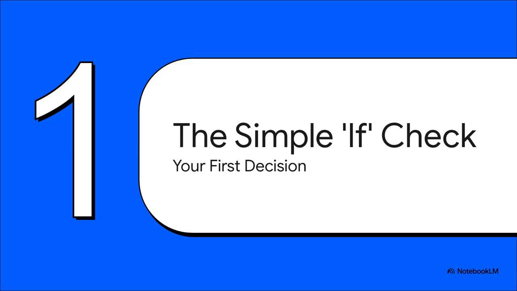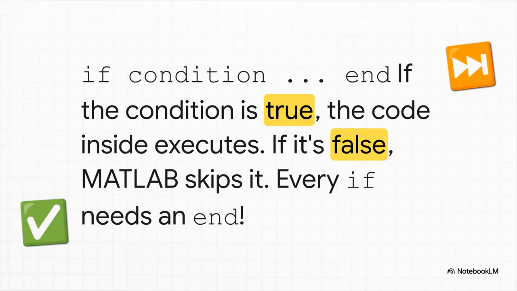Okay, let's dive into the first and most fundamental piece of the puzzle, the simple if check. Think of this as your code's very first decision point. The syntax for this is actually super clean. It all starts with the word if, and then you put the condition you're testing. If that test comes back as true, Matlab runs all the code you've tucked inside that block. But if it's false, it just jumps right over it, pretends it's not even there.